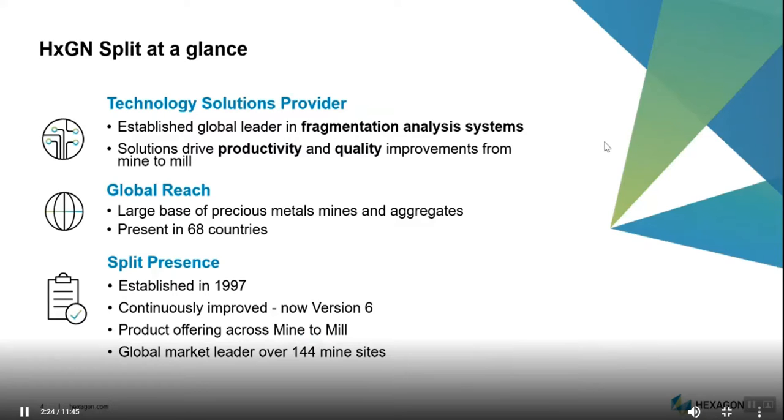Next, we're looking at Split at a glance. So we're going to talk a little bit about the Split Engineering technology for fragmentation analysis. We're looking at characterizing and understanding the fragmentation from mine to mill. We've been in business since 1997 and continuously improved for over 20 years. We are the global market leader with over 140 mining operations worldwide and presence in 68 different countries in large base and precious metal mines. We're an established global leader in fragmentation analysis systems, and our solutions drive productivity and quality improvements from mine to mill.